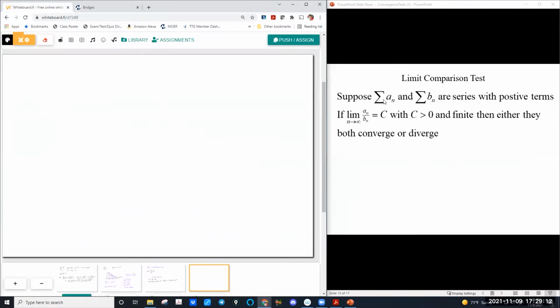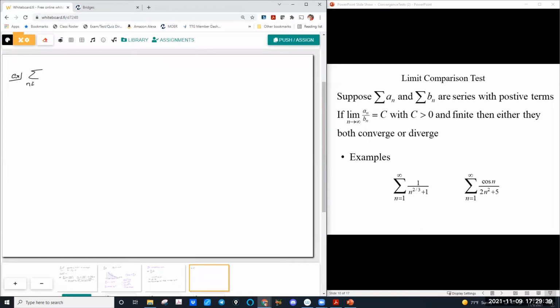So suppose that we have two series with positive terms. Then the limit as n goes to infinity of their ratio, if it comes out to a non-zero constant, then they either both converge or diverge. All right, so let's take a look with this first example here at how the limit comparison test works out.